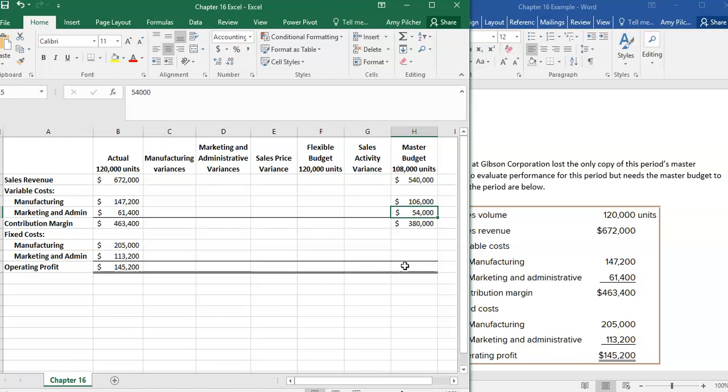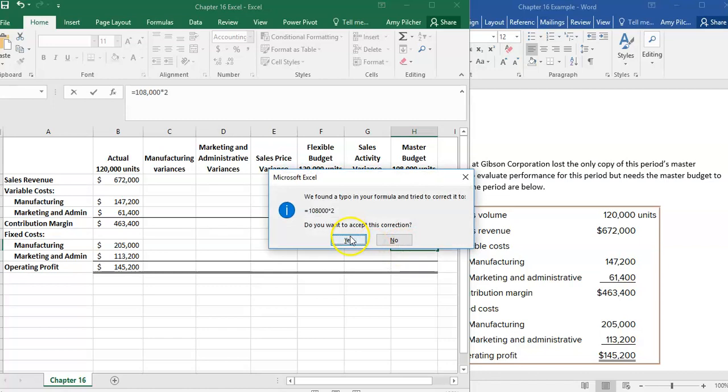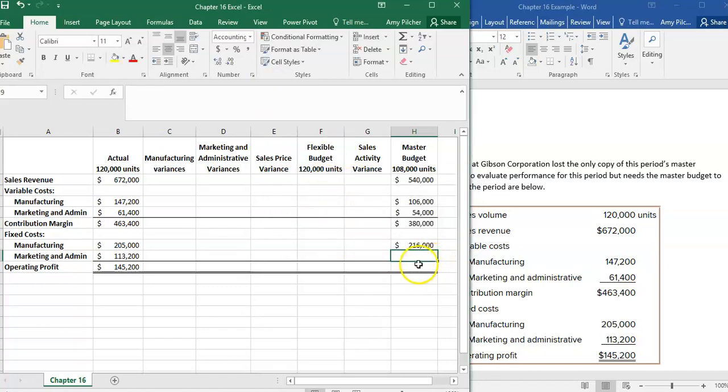Now we're trying to figure out what our fixed costs are for this master budget. So it tells us that our manufacturing fixed costs are $2 per unit at the normal volume of 108,000 units. So our fixed manufacturing costs are 108,000 units times fixed cost of $2 per unit. I gotta stop putting commas in when I'm typing it in.